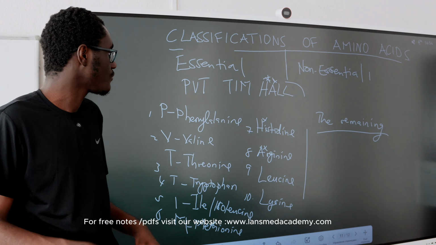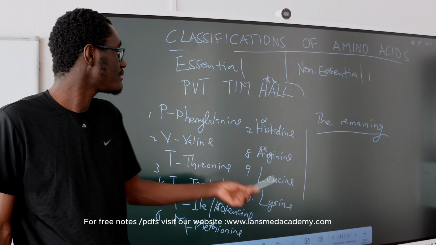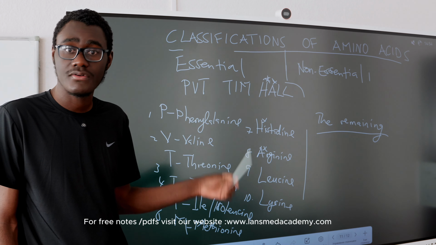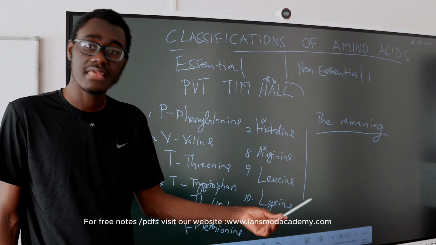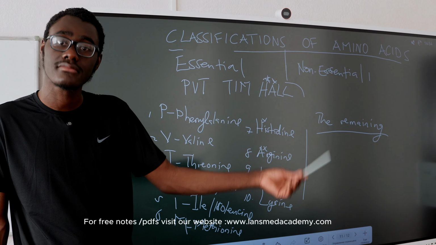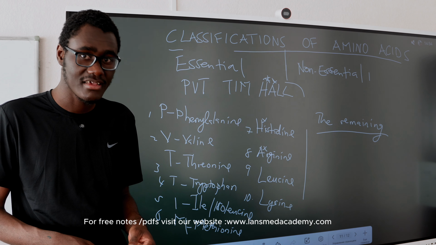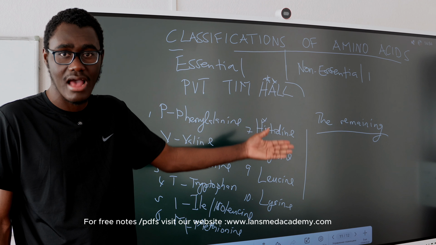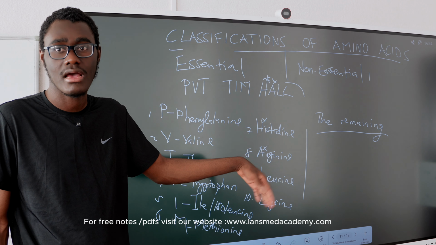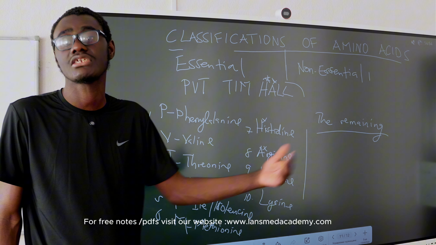For example, we have tyrosine. Tyrosine can be synthesized from phenylalanine. For example, we have glycine. Glycine can be synthesized from serine, even though serine also is said to be non-essential. So we can get the other amino acids from either the essential amino acids or from the non-essential amino acids.